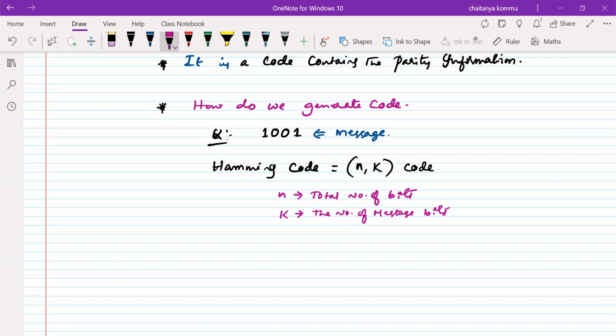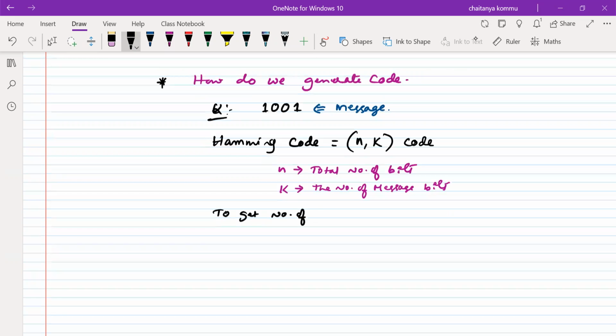So now, where will the parity come into the picture? That means we have to add parity to this. So in order to get the number of parity bits, we can call it P, for example. P is equal to N minus K, that I have to write. That tells us the number of parity bits that are required. So you may ask the question, sir, I don't know the total number of bits, then how can you calculate the parity information? That's true.